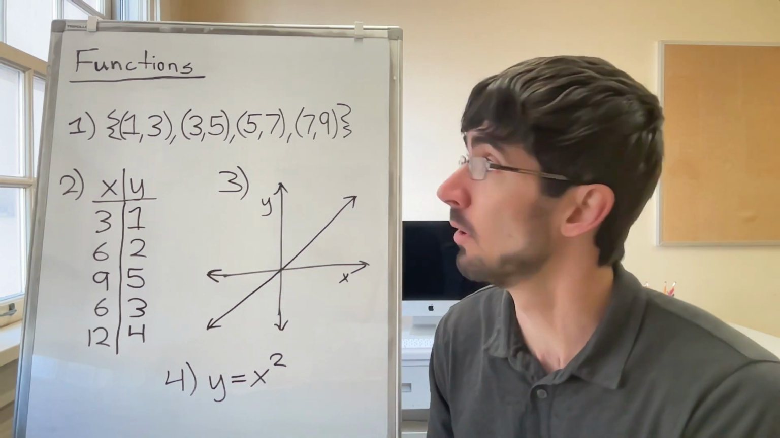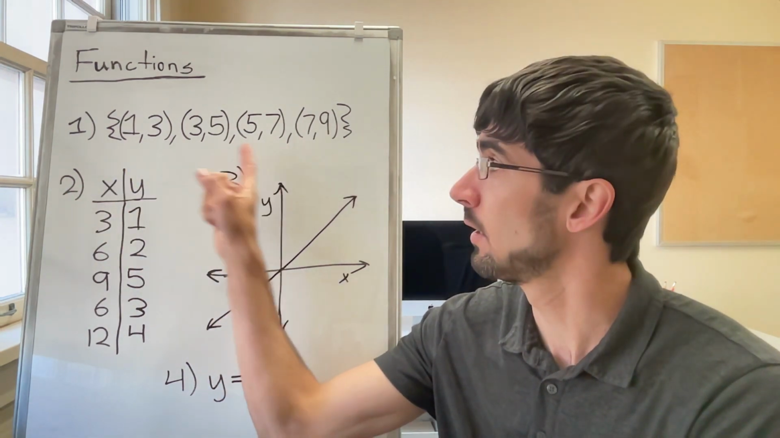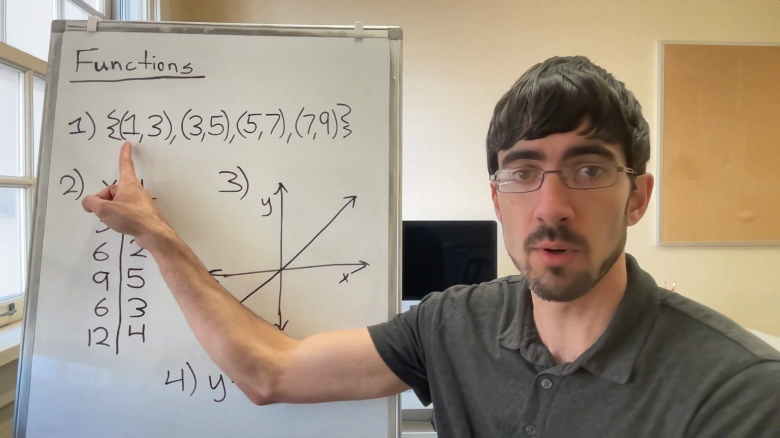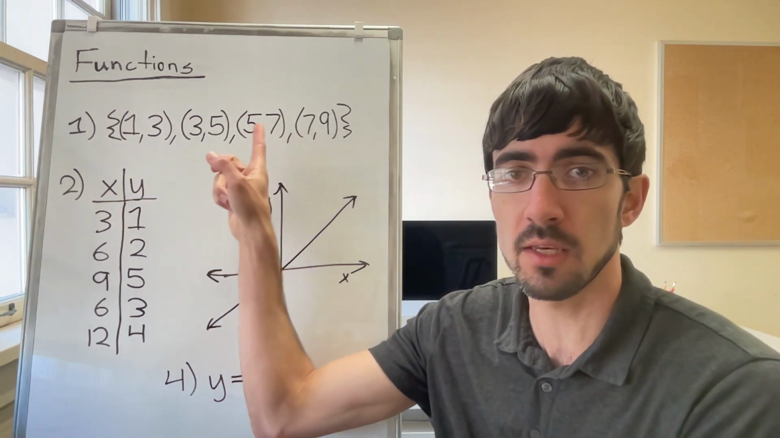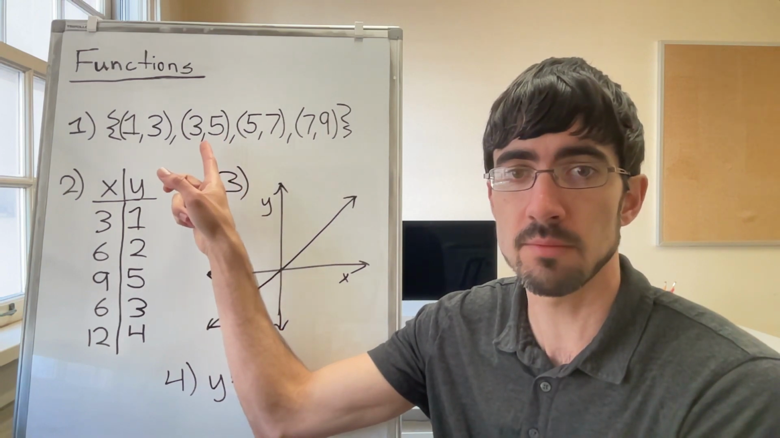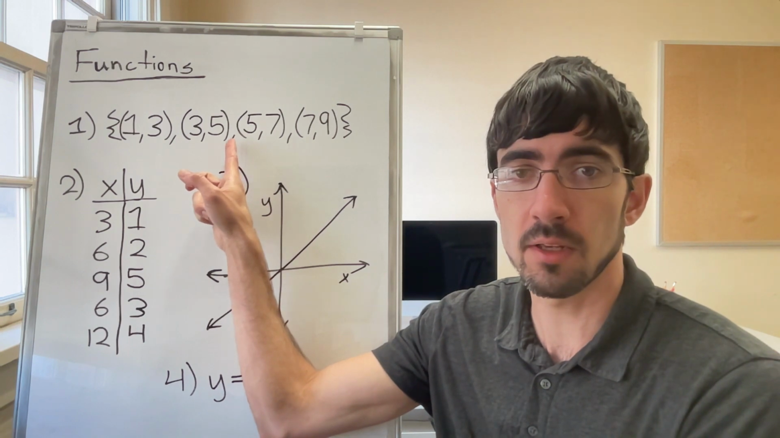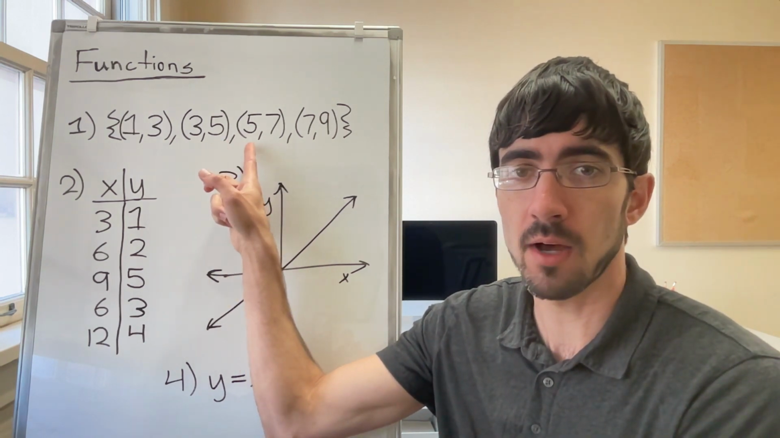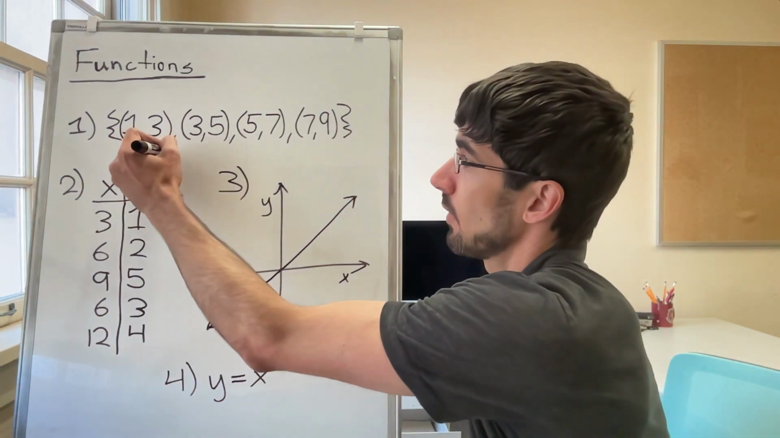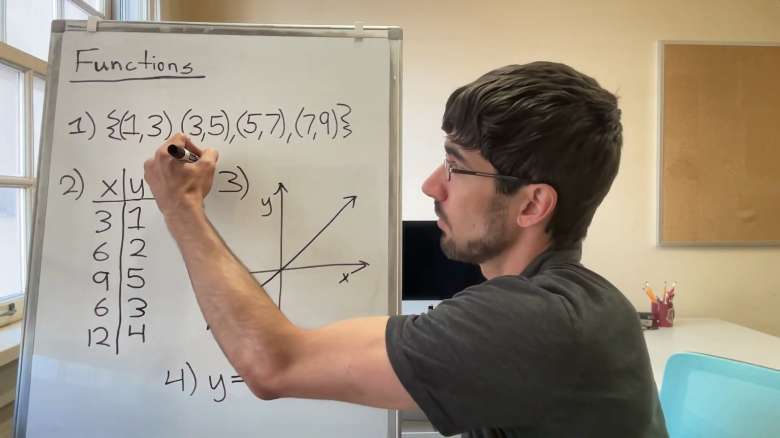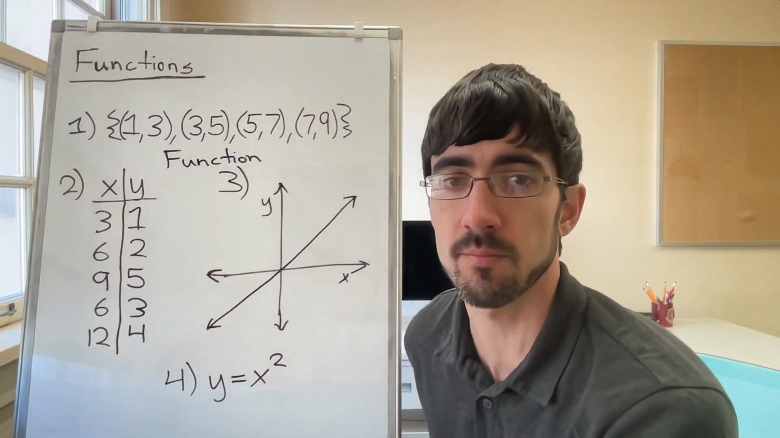So the first example, I have the points (1, 3), (3, 5), (5, 7), (7, 9). The domain value 1 is matched with 3, and only with 3. It's not matched with any other range value in this mapping. The domain value 3 is matched with 5, and only with 5. 5 is matched with 7, 7 is matched with 9. This is a function. Each element in the domain is matched with only one element in the range.